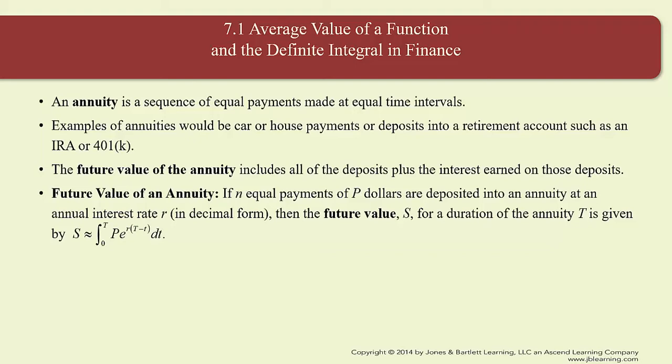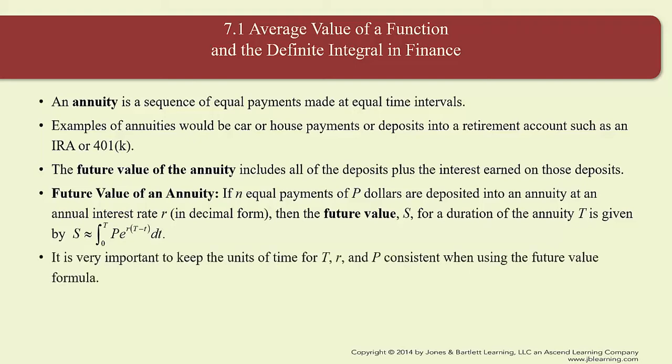If n equal payments of P dollars are deposited into an annuity at an annual interest rate r, and that r is in decimal form, then the future value S for a duration of the annuity uppercase T is given by: the future value S is approximately equal to the integral from 0 to uppercase T of P e to the r times the quantity uppercase T minus lowercase t, dt. All right, we'll do an example here to show you that it's not as bad as it looks.